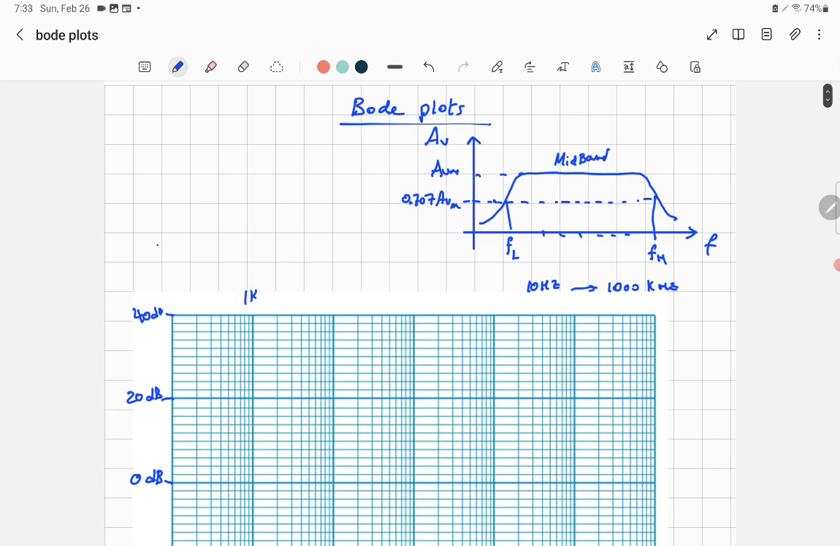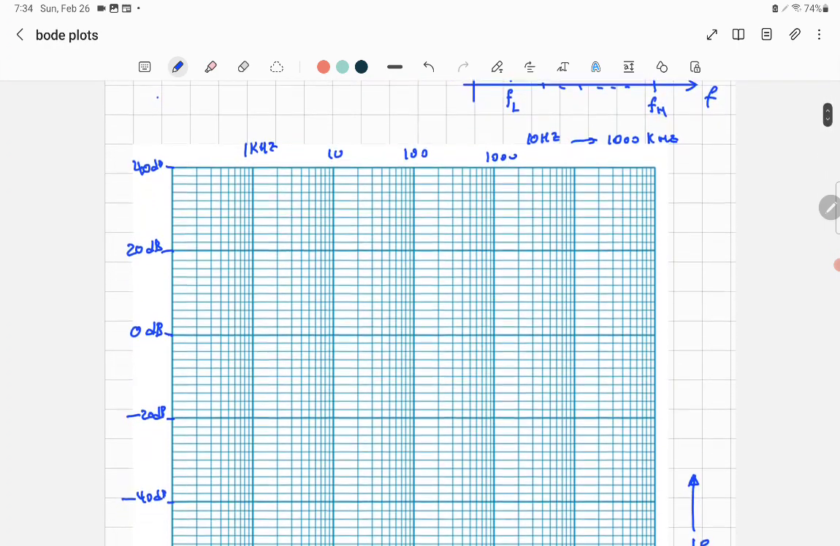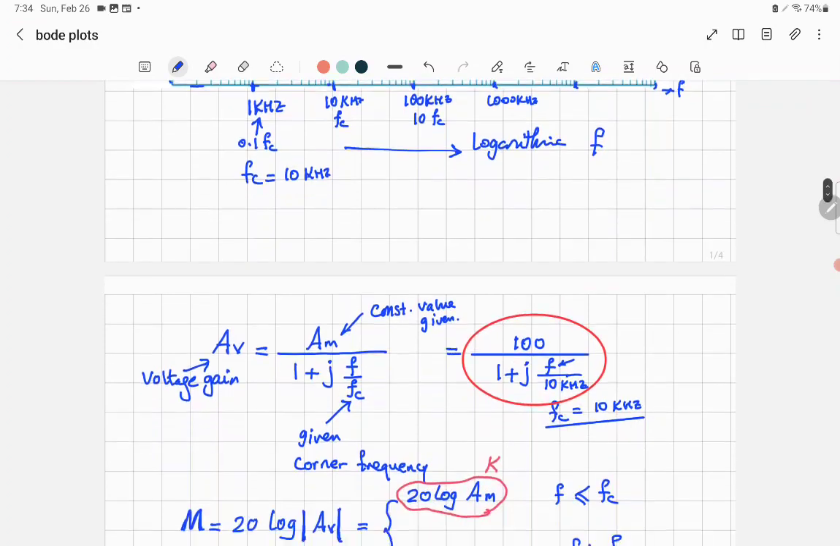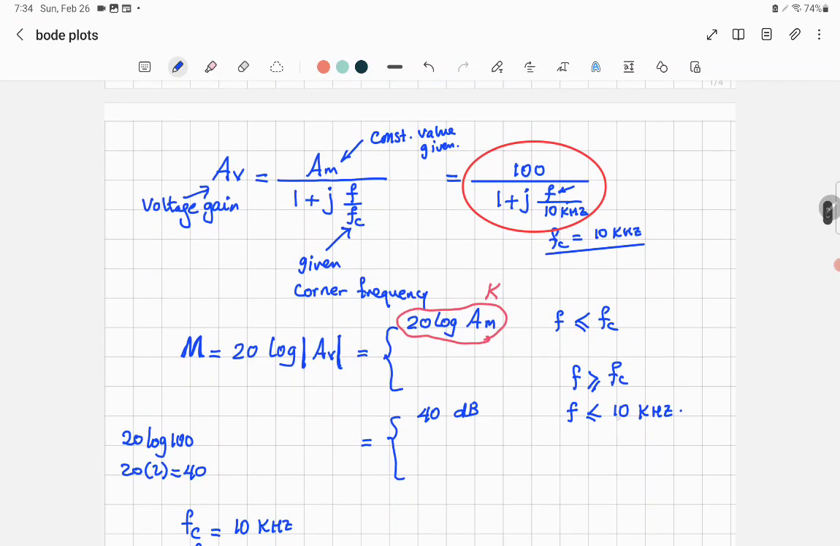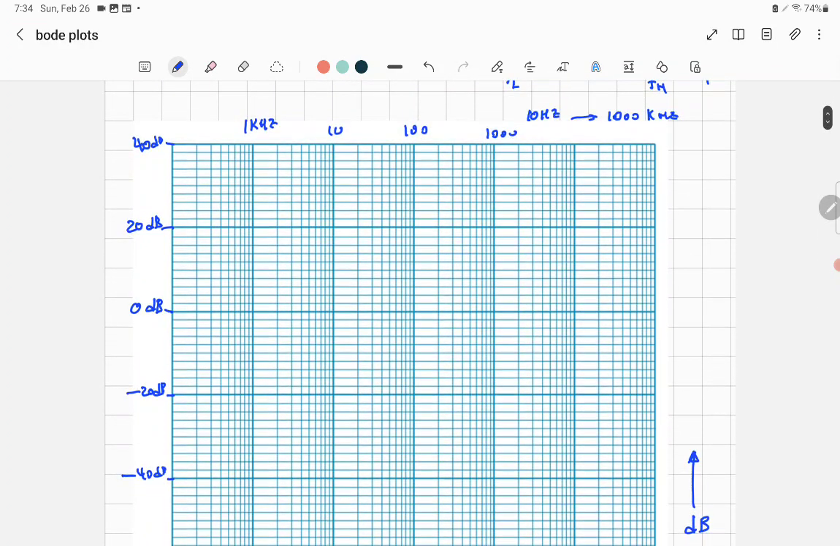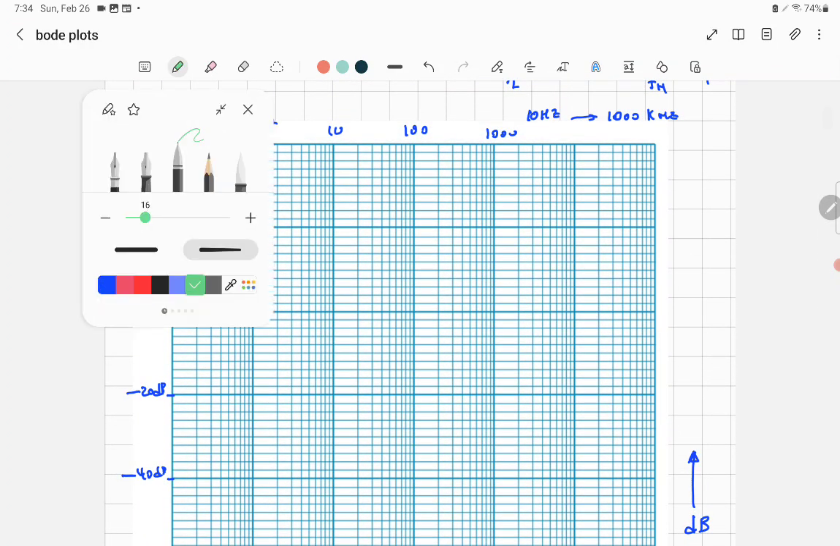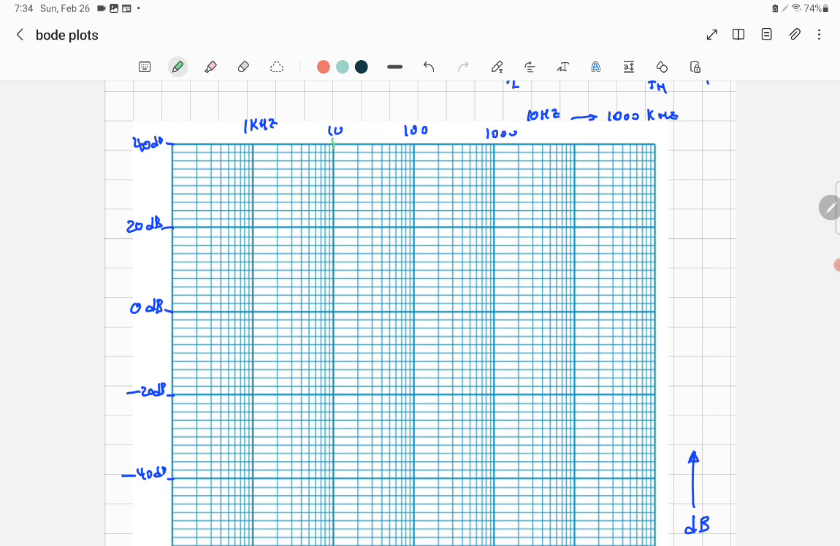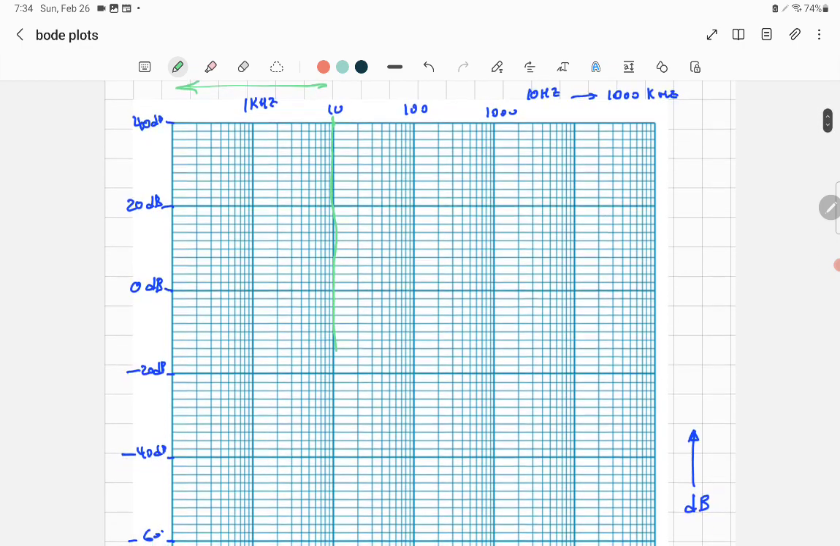In the case if that's 1 kilohertz, 10, 100, 1000, everything in kilohertz. And now in the range when it's less than 10 kilohertz, it's equal to 40. So less than 10 kilohertz, I will just mark it. That's 10 kilohertz. If you go down here, anything below that 10 kilohertz, the value is equal to 40 decibel.